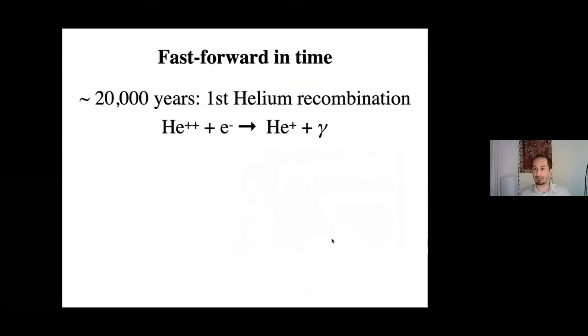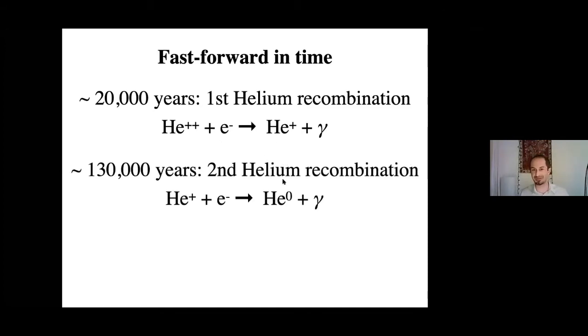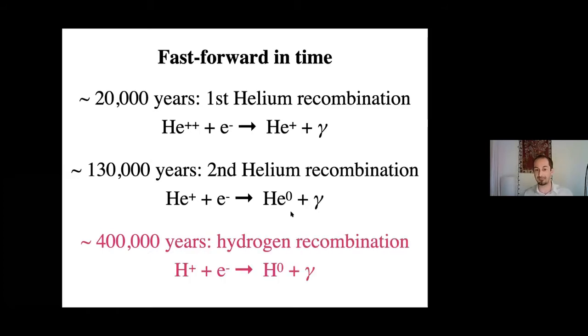So moving forward in time, let's now talk about CMB anisotropies. An important process is recombination. I was talking about the first 2 months after the Big Bang. Nothing too much happens until about 20,000 years, when helium captures the first electron. Then after 130,000 years or so, helium recombines for the second time and becomes fully neutral. And when the universe turns about 400,000 years, hydrogen recombines, or rather combines for the first time, and forms neutral hydrogen atoms.